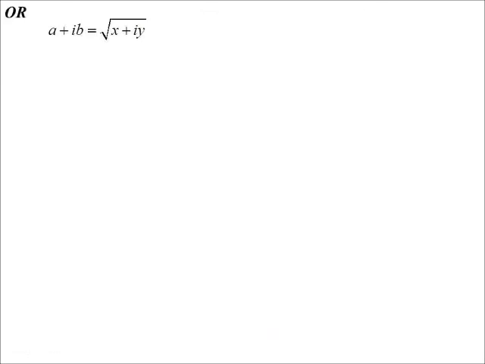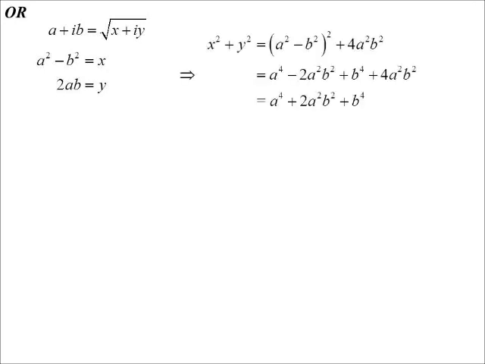Let's have a look at another idea. A plus ib, remember, is the square root of x plus iy. We just saw that a squared minus b squared was equal to x and 2ab was equal to y. If I play around with this a little bit, don't worry, you don't have to do this every time, you just have to remember what we're going to end up using. But playing around with it, remember that x squared plus y squared is the significance of that number times its conjugate, right?